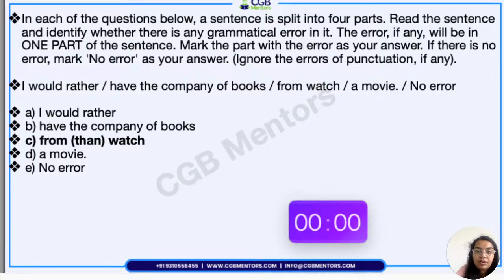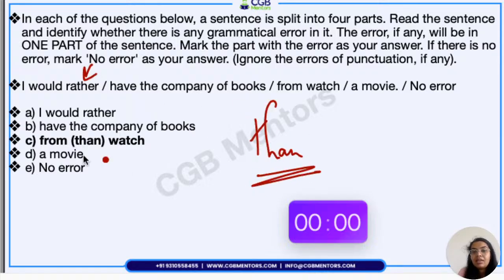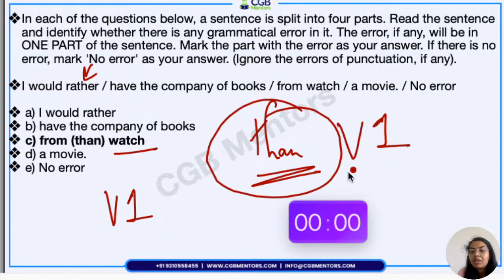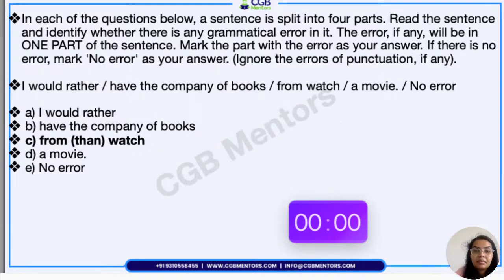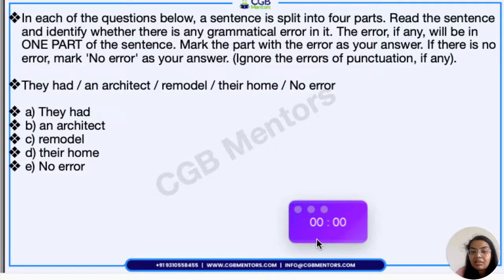Answer is super duper easy. I would rather have company of books, and rather hai comparison hai, so we will use then watch a movie, because I would rather have, hai rather ke baad you have verb first form, so even after then I'm gonna maintain the balance and use first form. Okay, it sounds odd with rather, but yeah, that's how we check the parallelism and we also check the combination that is used with the word rather.